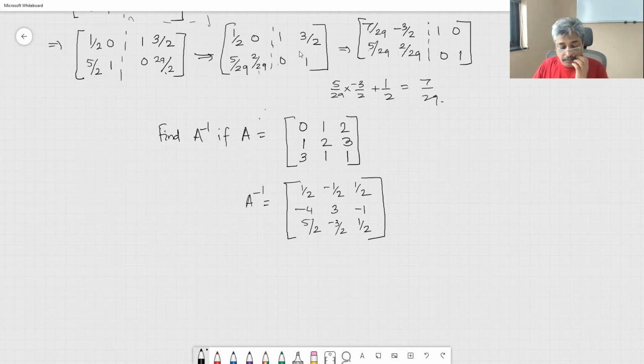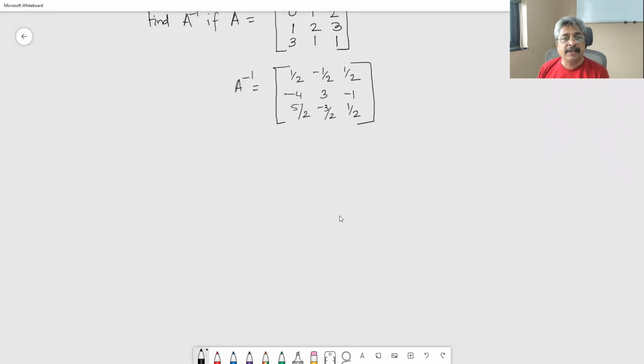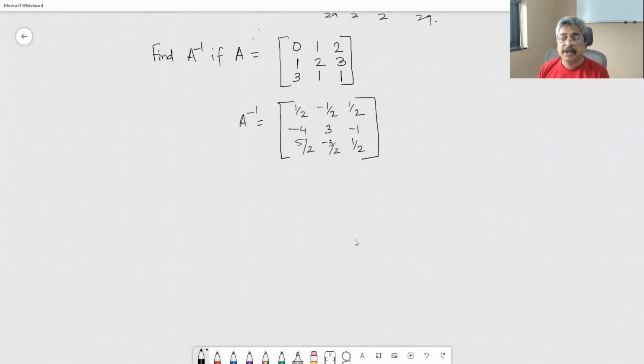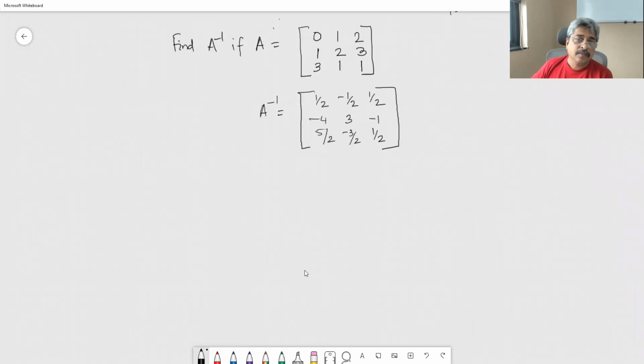Now, what we are doing is row transformation. So let us learn exactly what we mean by row transformation, because now we have defined the multiplication of matrices. Okay, so 0, 1, 2, 1, 2, 3, 3, 1, 1. Suppose I pre-multiply this matrix.